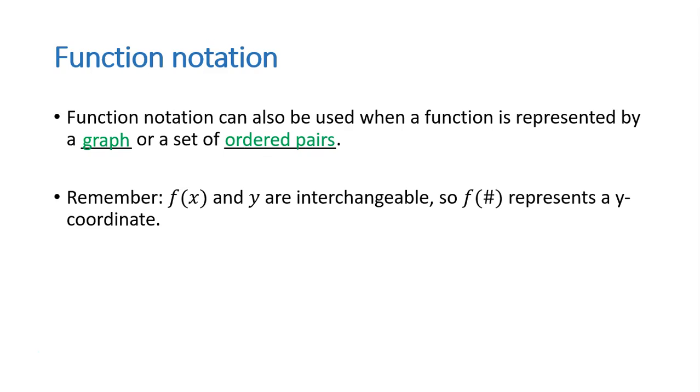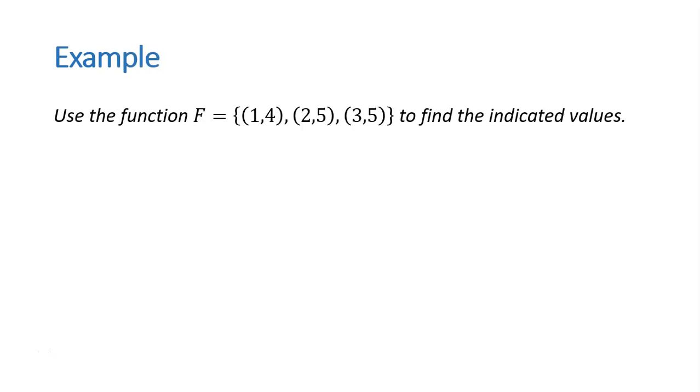So based on the x value we're given in parentheses, we're looking for the matching y value, either determined from the ordered pairs or from the graph. So let's look at an example. Here we have a function that's given as a set of ordered pairs, and we want to find some particular function values. So first thing we want to do is find f of 2.